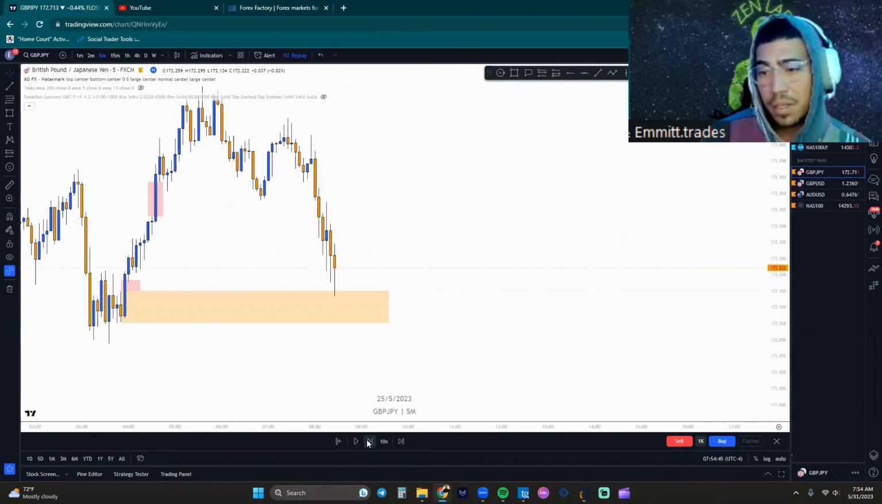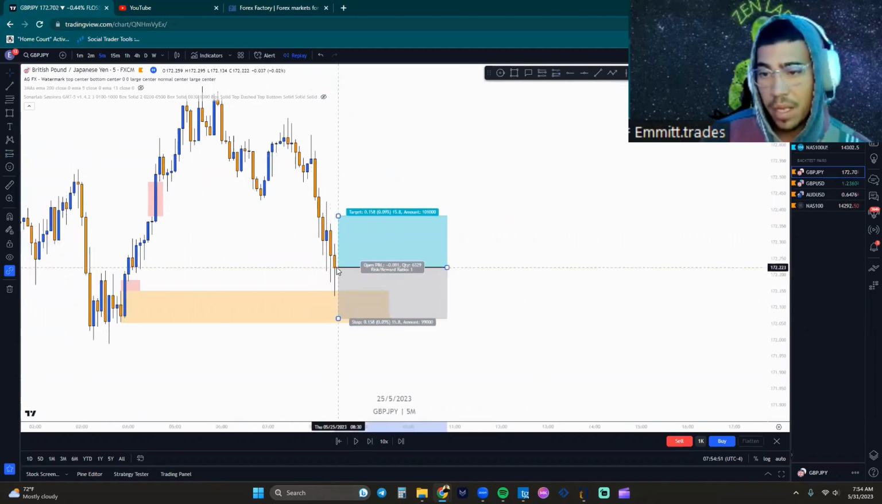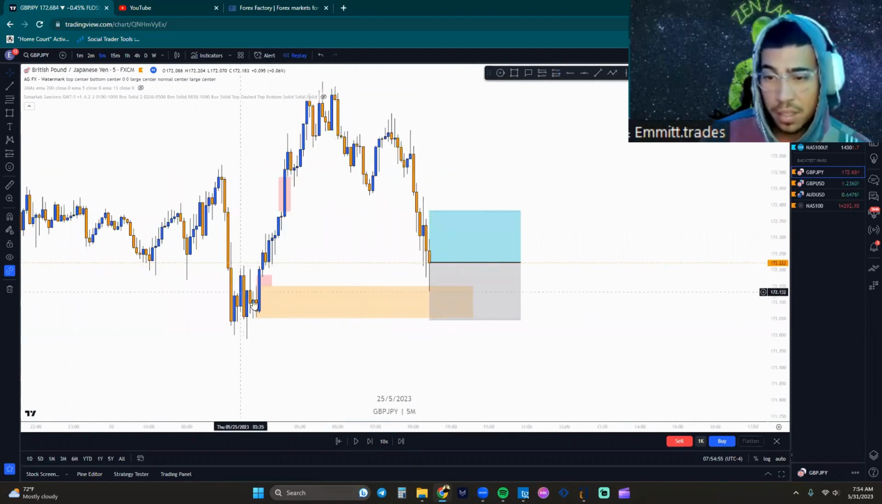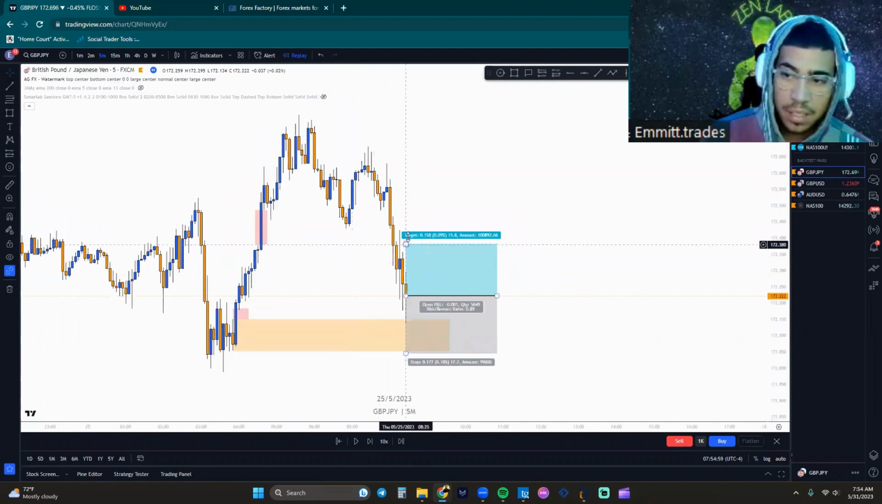Okay, comes down into it. What happens here? We get a solid reaction from the zone. So what can we do? Go ahead and buy into the zone here. You can get in aggressive because this is our last demand in this entire sequence going up, which I'm not going to get into in this video.